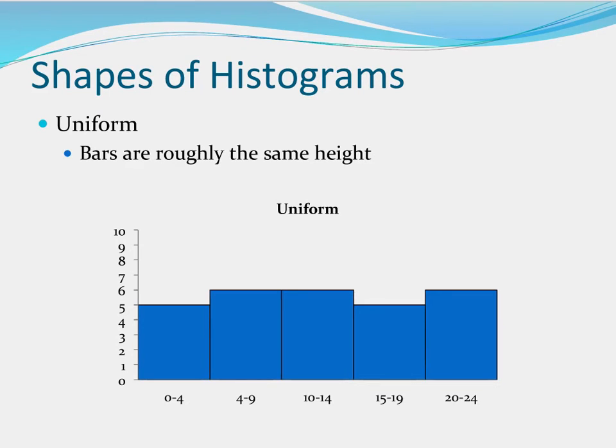There are several shapes for histograms. Uniform is when it's more or less kind of blocked off like this. I mean, it could be taller, but they're all about the same. So bars are roughly the same height. And again, intervals on the bottom, frequency on the side. This is a uniform histogram.